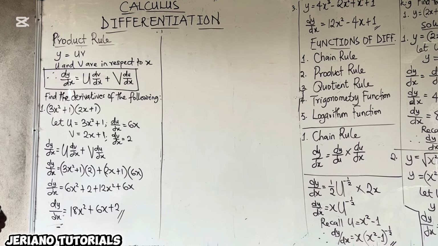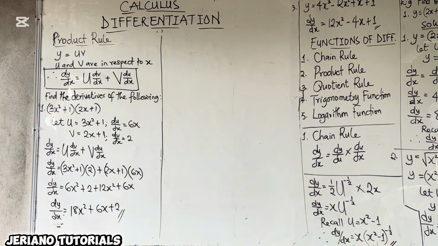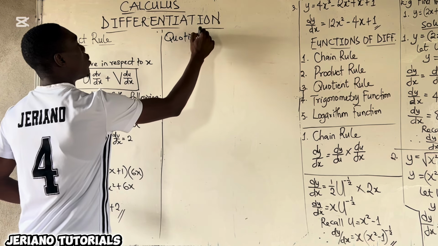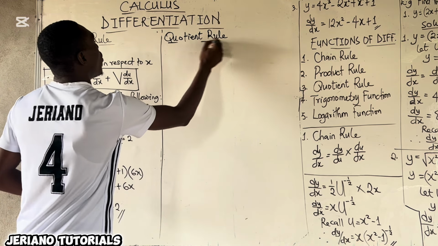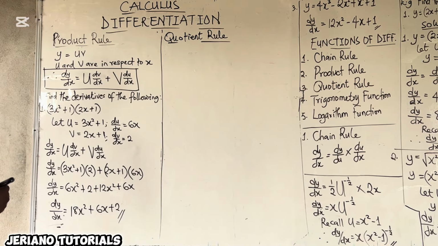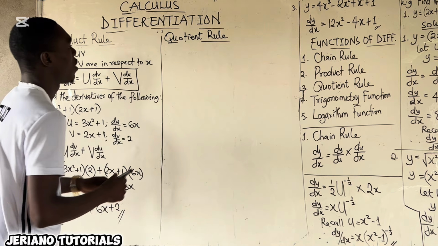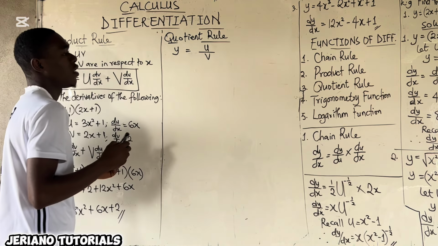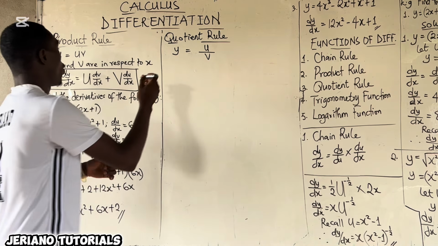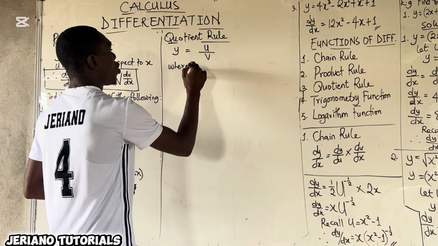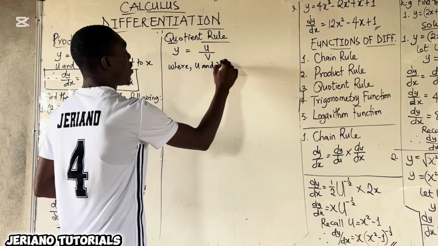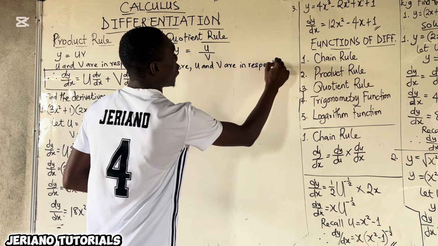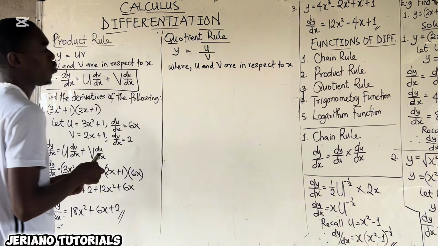Okay, now for quotient rule. We said for product rule it is y equals uv. Now for quotient rule it is y equated to u over v. This is like the division aspect, where u and v are in respect to x, just like the product rule.